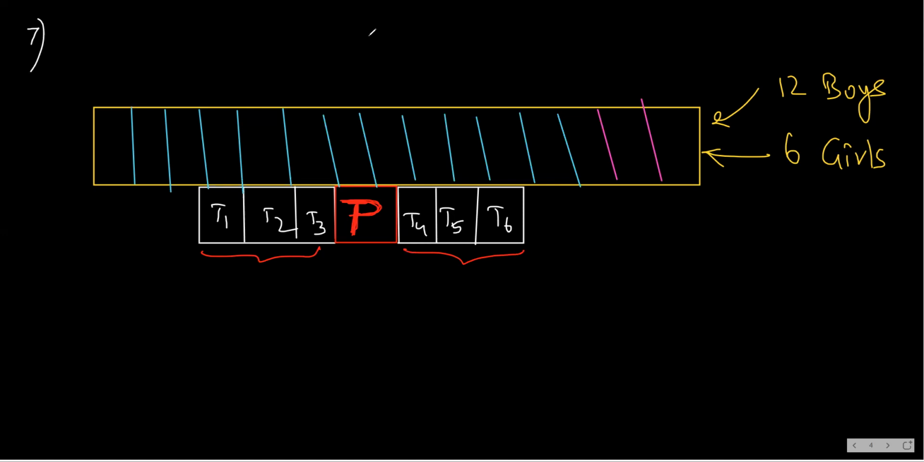So how would you see? Definitely all boys. So you have B1, B2, B3, B4, B5, B6, B7, B8, B9, B10, B11, B12. These are 12 boys we have.